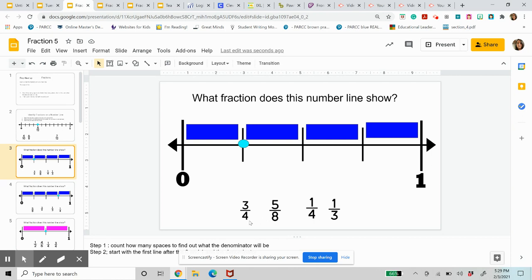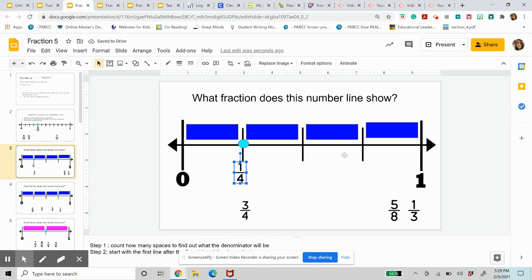So I'm looking again at, okay, this is talking eighths right now, and we're talking thirds. So those don't look like they might be good choices. These two look like they would be my best choice, okay? And then I'm going to count like I normally would. So if I think it's fourths, 1/4, that looks like a good answer. 2/4, 3/4, 4/4. Yes, this shows 1/4 on the number line, okay?